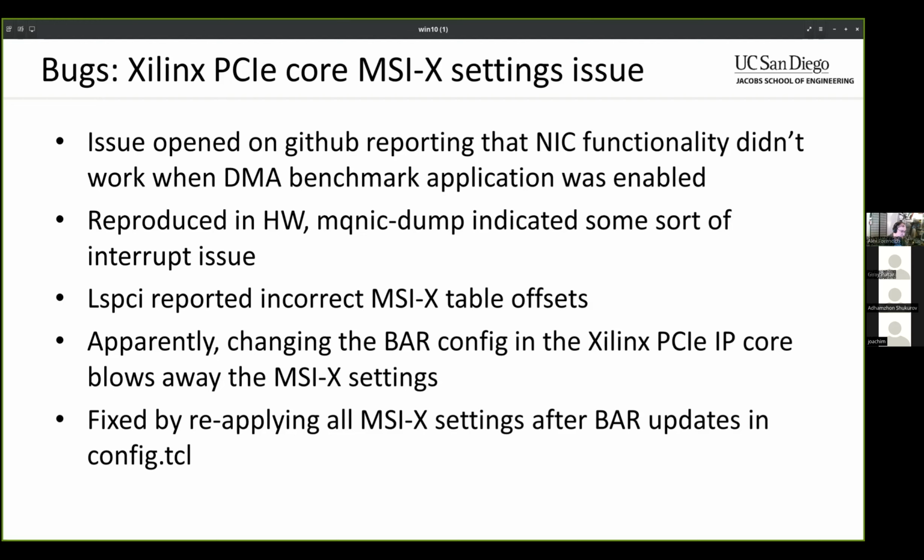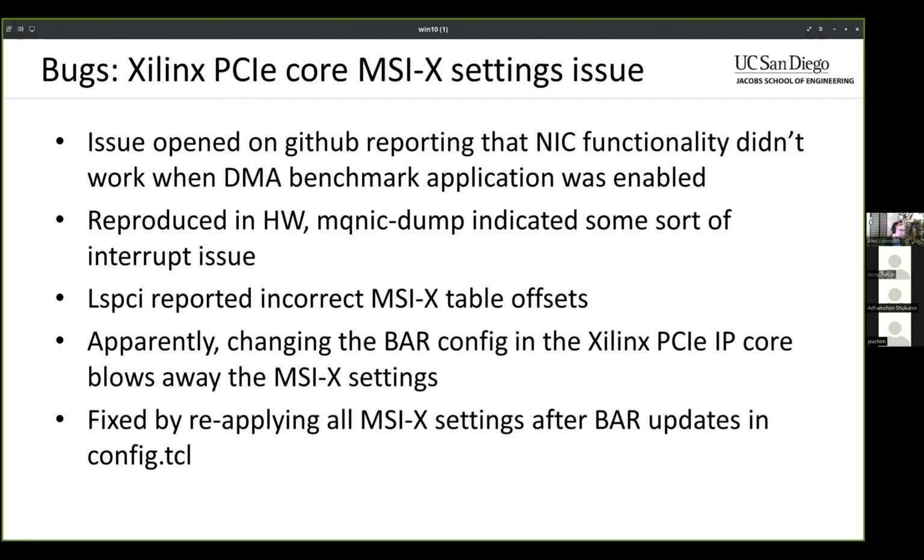So with the application section disabled, the bar settings didn't change and the MSIX settings didn't get touched. But if you enable the application section, then it would blow away the MSIX settings. So the fix for this is relatively straightforward. I basically just reorganized the config.tcl script to do the bar config first, and then apply all the other settings. And then I copied over all of the MSIX settings. So config.tcl basically just applies all of the MSIX settings, and this solves this problem.